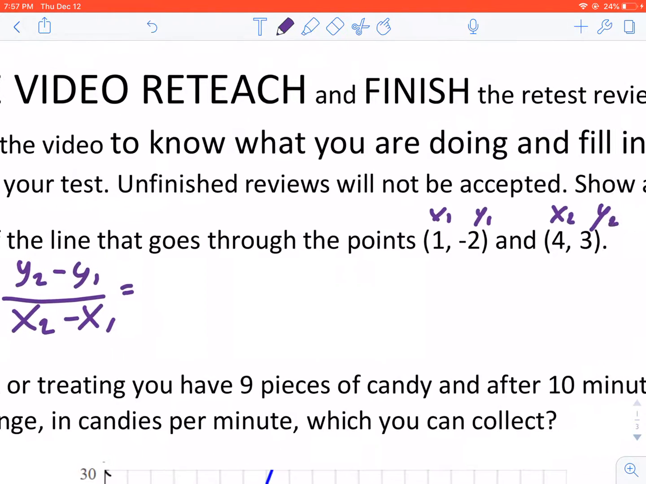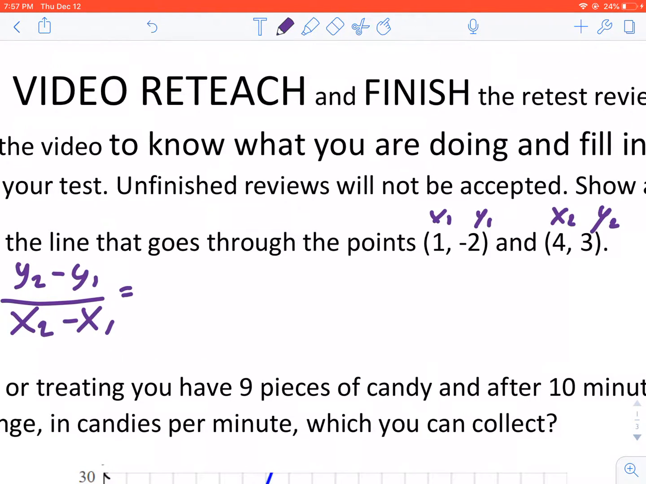I know that my y2 is 3 minus, and then my y1 is -2. And the next x2 is 4 minus a 1. And then 3 minus a -2 is just 5. And 4 minus 1 is 3.